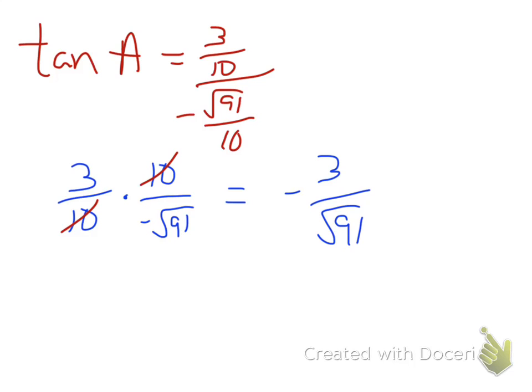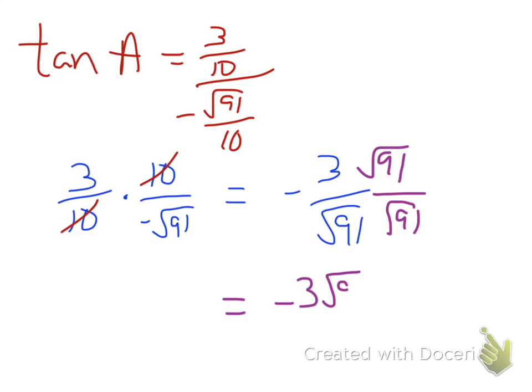If I want to get an exact answer, I would now need to rationalize my denominator, so square root of 91 over the square root of 91. So the exact answer will then be a negative 3 square roots of 91 over 91. The approximate answer would be a negative 0.3145.